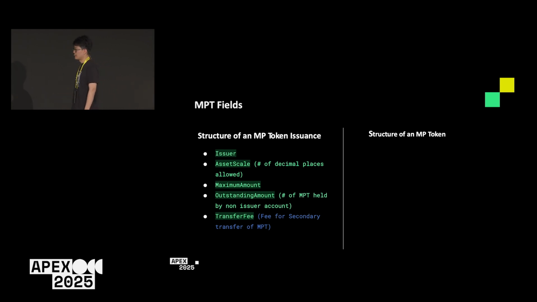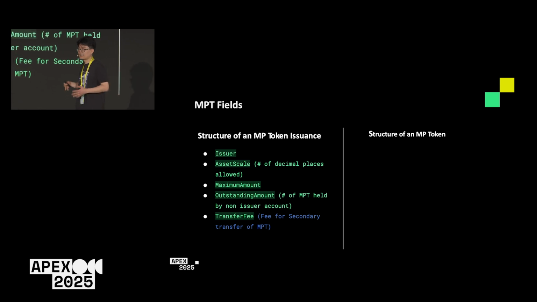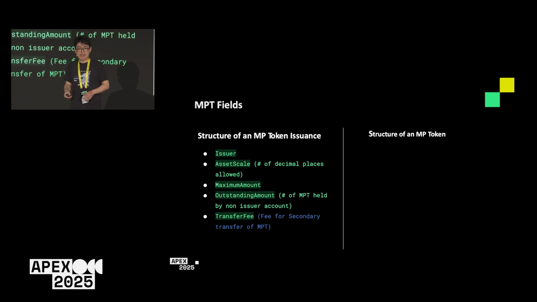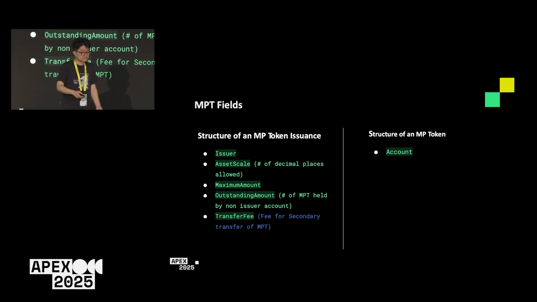The second type of MPT object on the XRP ledger is the MP token itself. This is a one-to-many relationship, and the reason for that is kind of obvious: for each unique MPT, there can exist many holders, and each holder is represented by an MP token object.